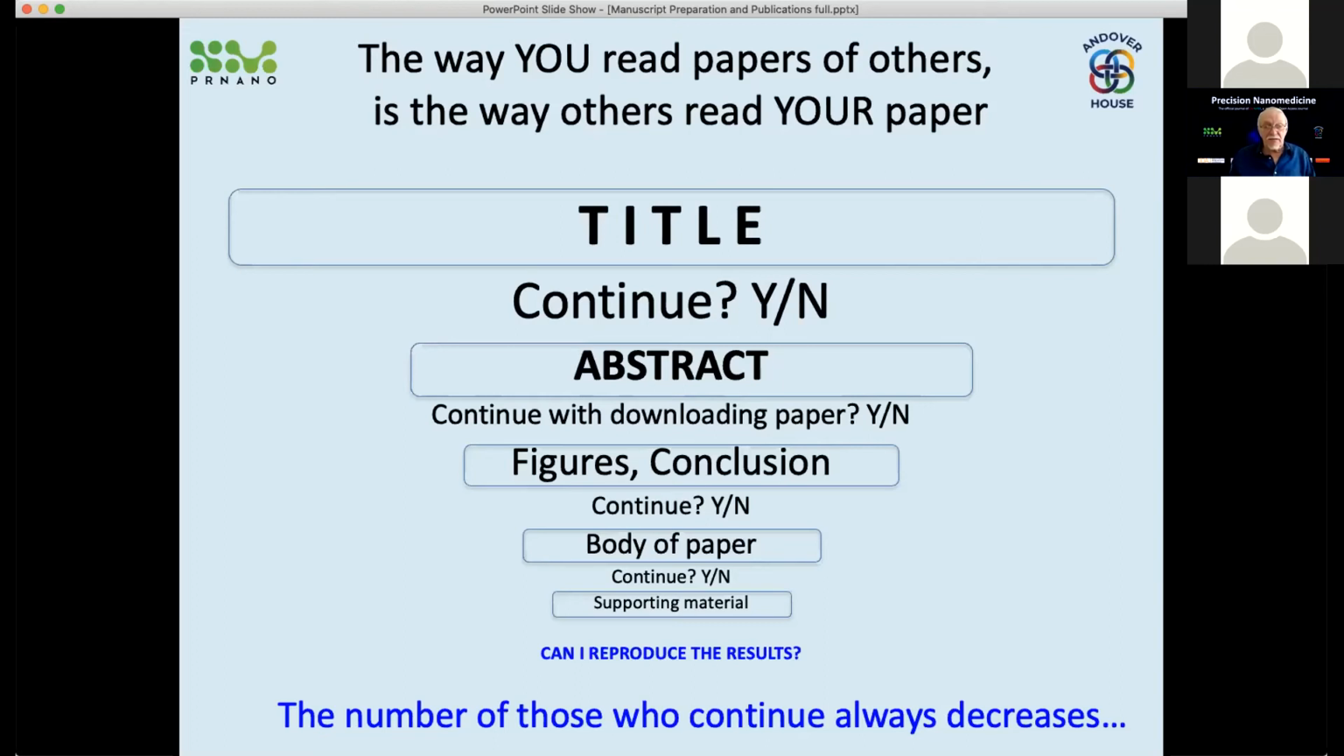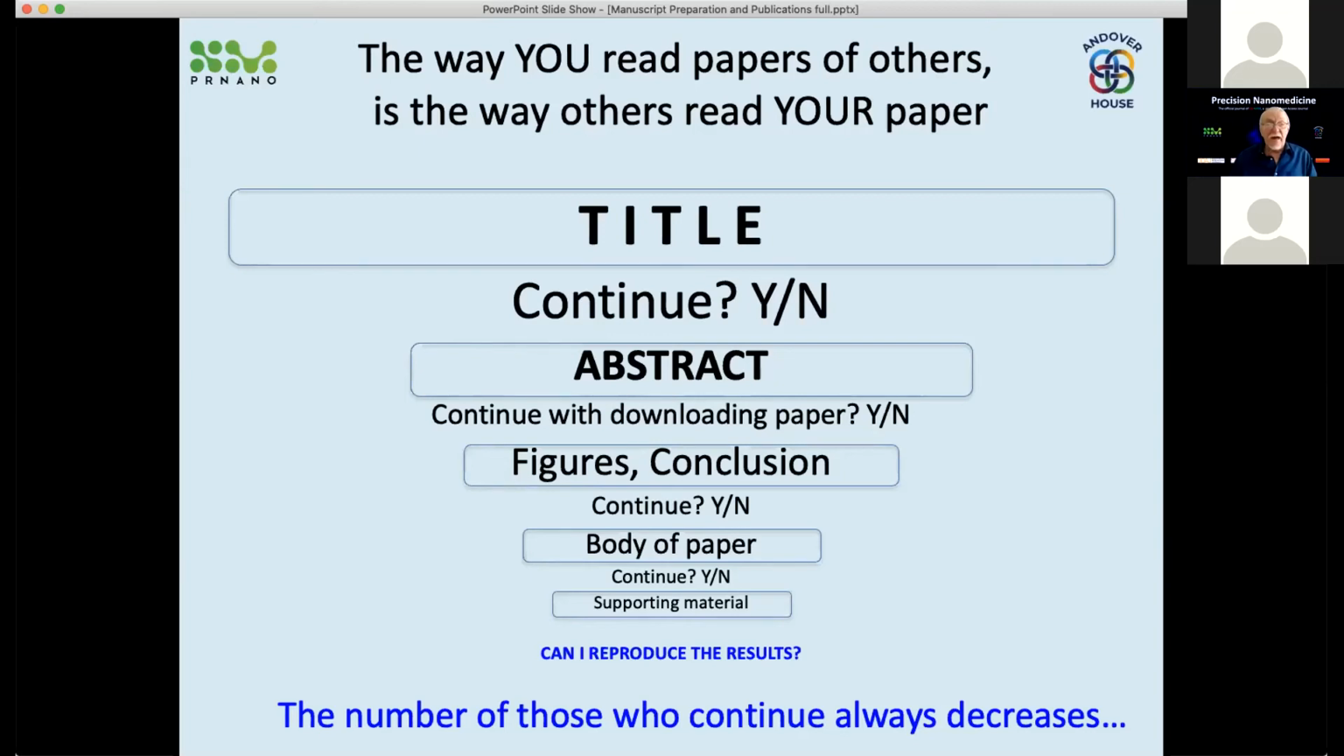And can I reproduce the results? My point is, it's like a triangle pointing downwards. The number of those who continue always decreases. Most people are going to read your title. A few people are going to read your abstract. Some people look at the body of the paper, and the really interested ones look at the supporting material. That's why I said, describe everything in detail in the supporting material.